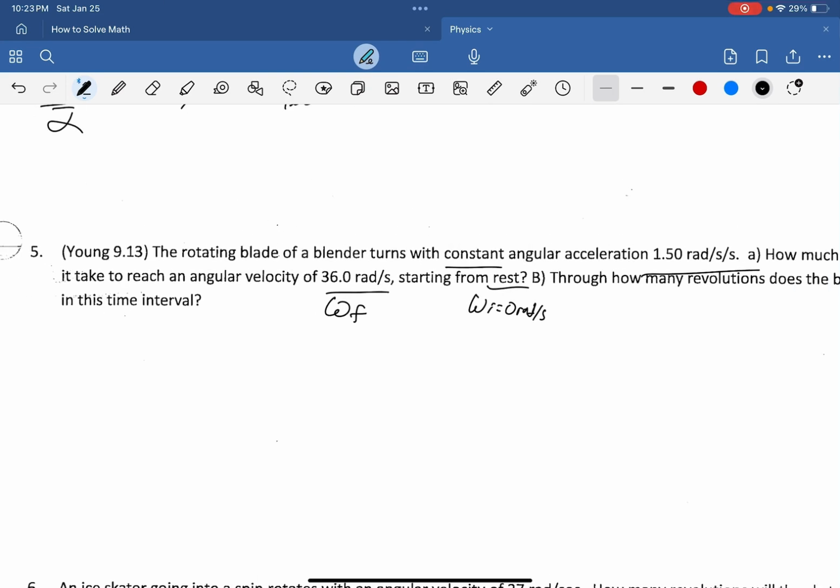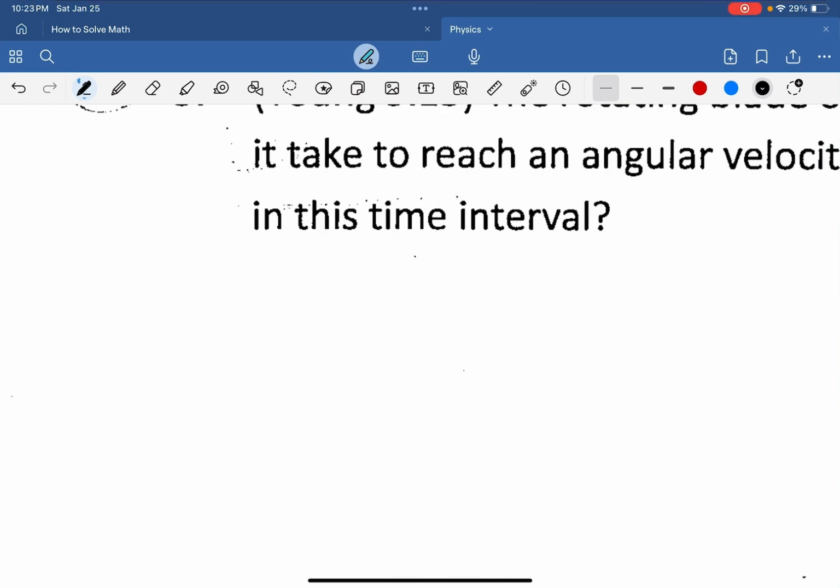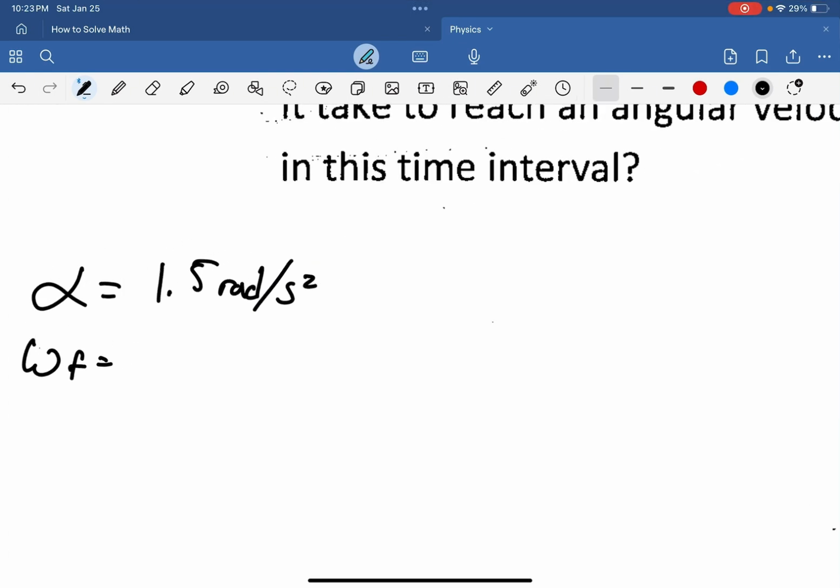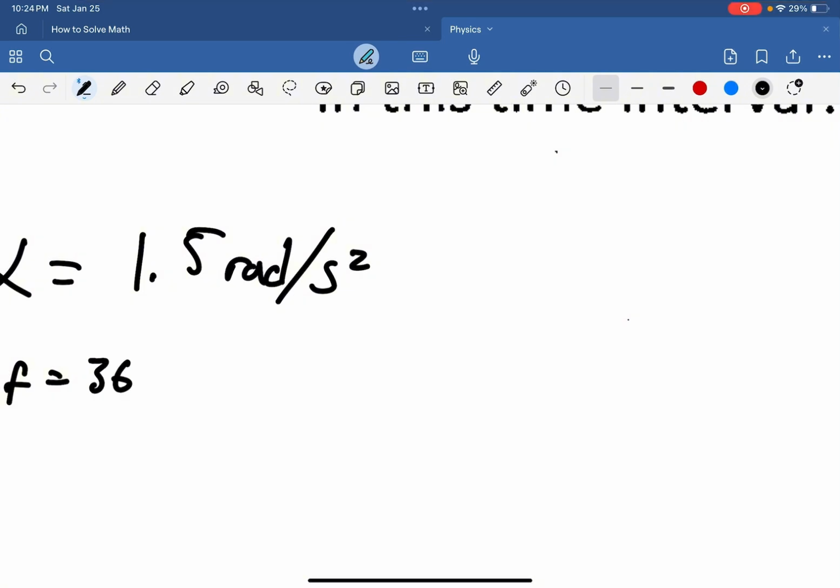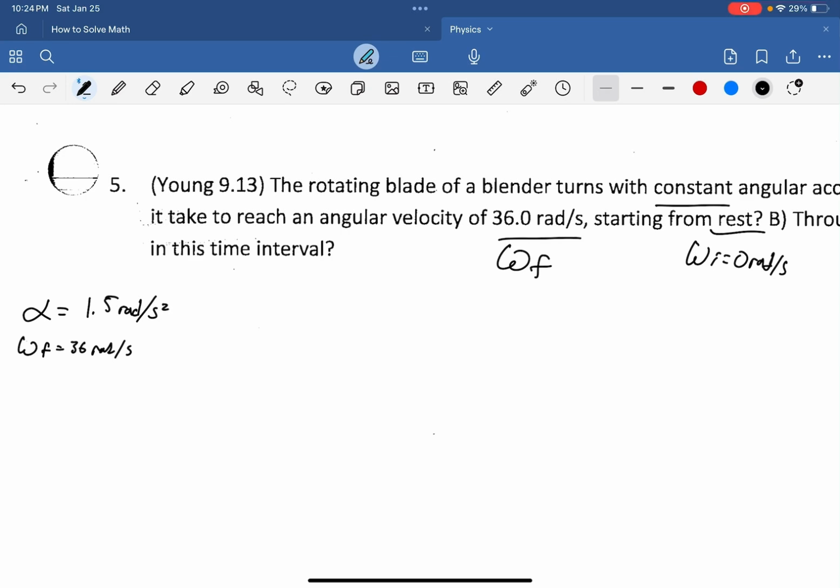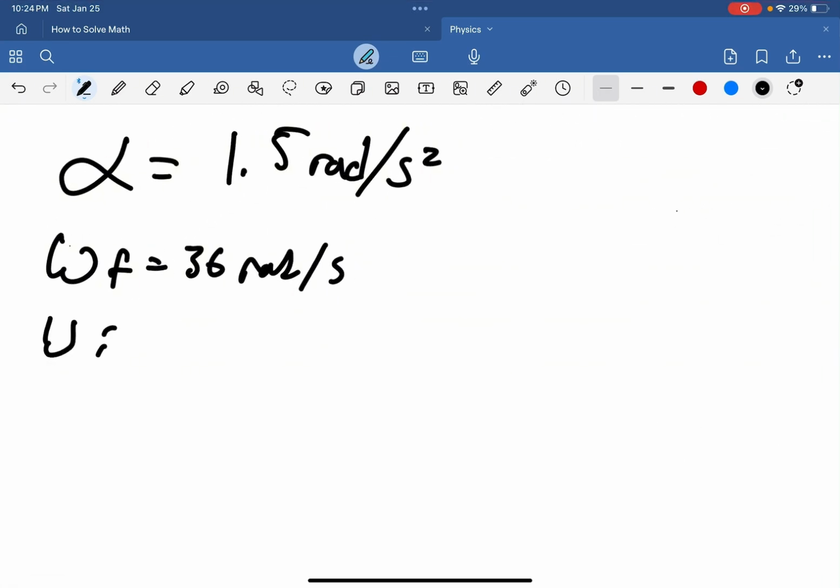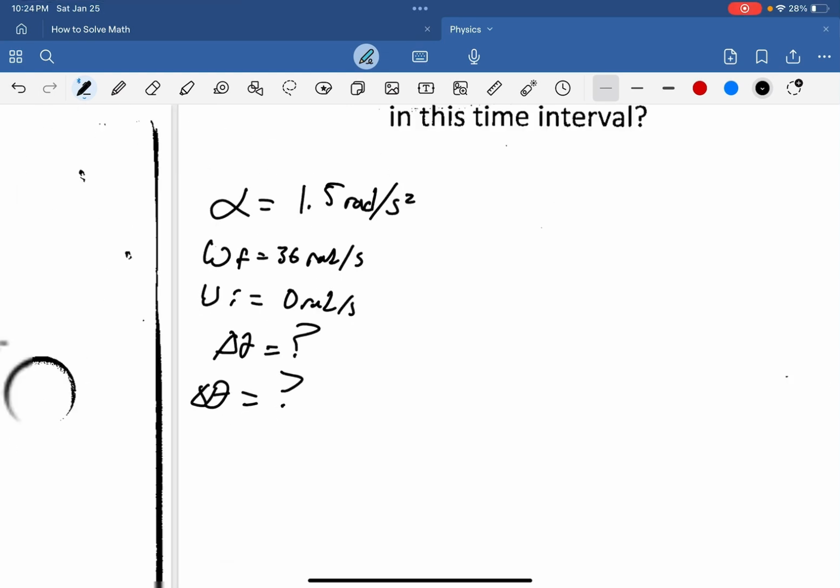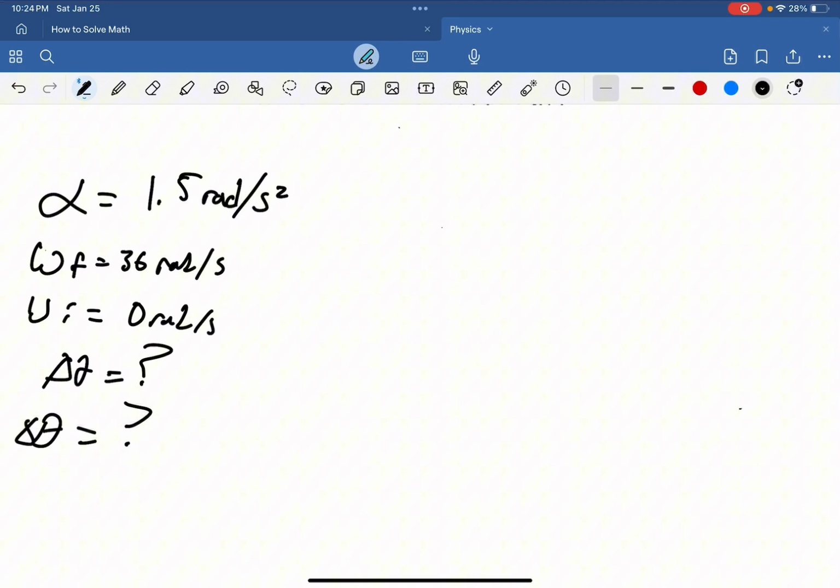So first, A, we want to find our change in time. Let's write down what's given to us. Alpha is equal to 1.5 radians per second squared. Omega F is equal to 36 radians per second. And omega I is equal to 0 radians per second. We want to find change in time as well as change in theta. But first, let's go with change in time, and that's part A.